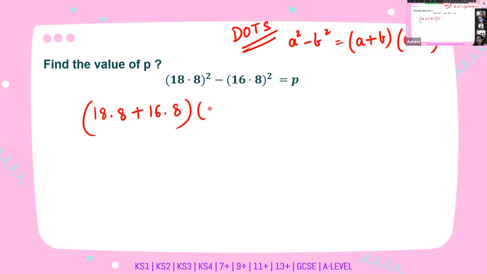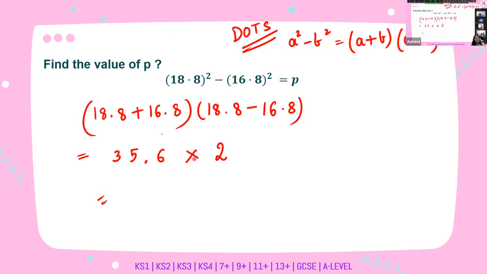In another bracket, I'm going to subtract the terms. This is the method that I have used over here. Very good, Abdul, you gave me the correct answer. Over here, when we do 18.8 plus 16.8, that's 35.6, and when we do 18.8 minus 16.8, that's 2.